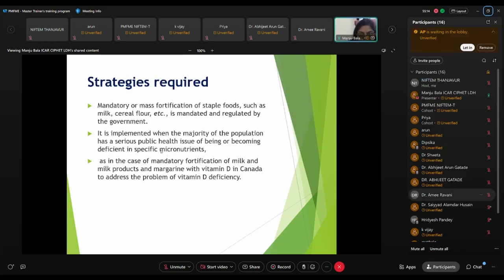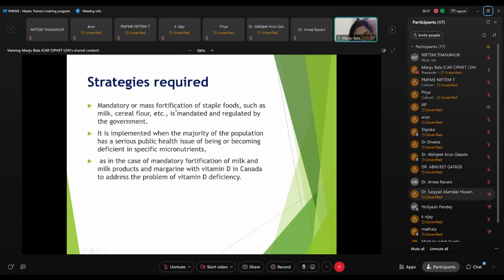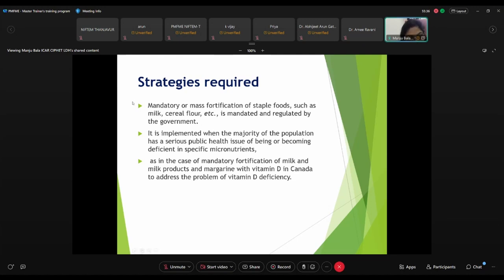So what are the strategies which are required? Mandatory or mass fortification of staple foods such as milk and cereal is mandated and regulated by the government. As I said, when deficiency is in some person, you can take it as a medicine. But when it is in the masses, food fortification is the only answer to meet that nutrient. It is implemented when the majority of the population has a serious public health issue of being or becoming deficient in a specific micronutrient, as in the case of mandatory fortification of milk, milk products, margarine, and oil in Canada as well as in India also.